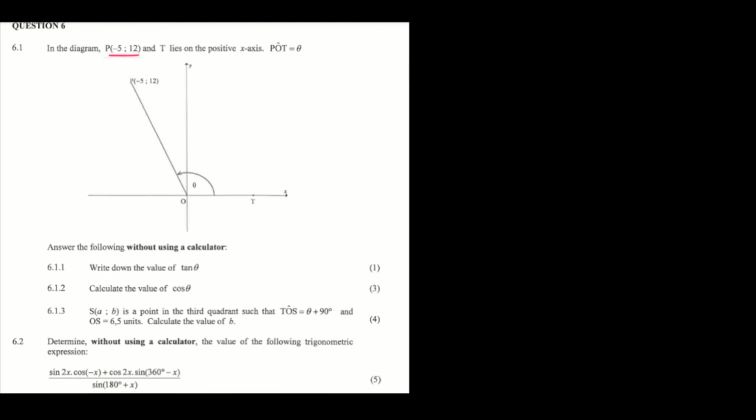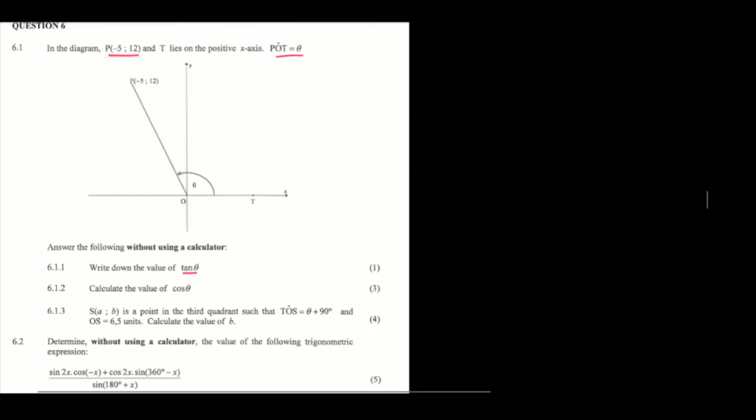So what we have here is a diagram that has point P, which is (-5, 12), and T lies on the x-axis. Then we have an angle POT, which equals theta. We are asked to answer the following questions without the use of a calculator. So 6.1.1, we are asked to find the value of tan theta.